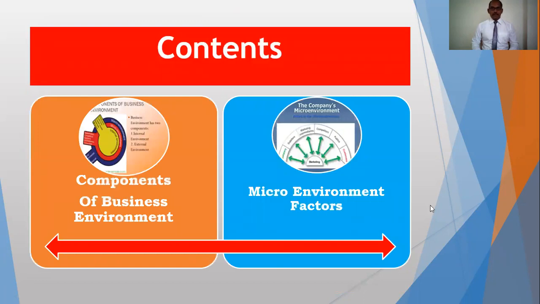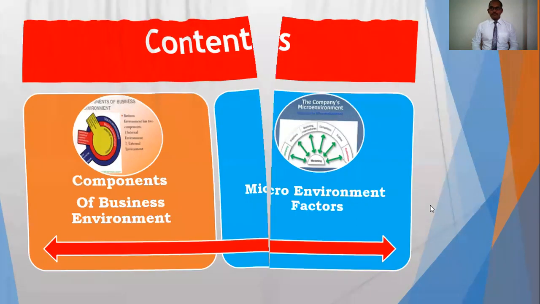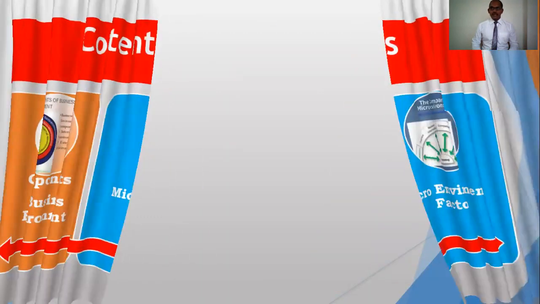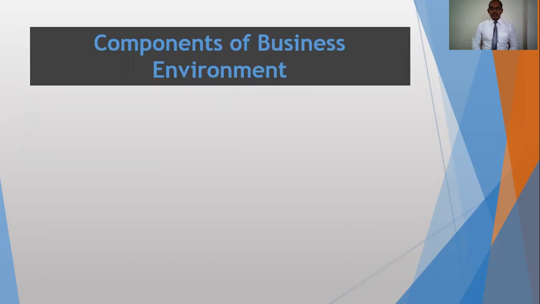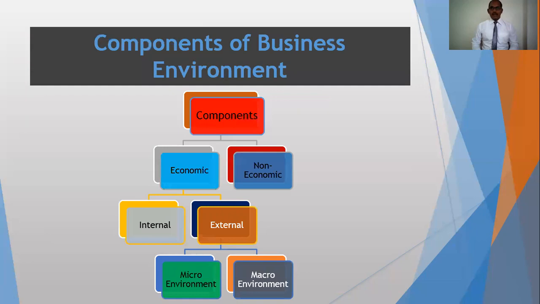So let me present the components of business environment. In the earlier video, I already discussed in detail the components of business environment. So here I just present them to recall the components and to understand the background of microenvironment factors. As we already discussed, the components of business environment are broadly classified into two categories. One is economic and another is non-economic environment. Economic environment is further classified into internal environment and external environment. External environment factors are further classified into micro environment and macro environment.